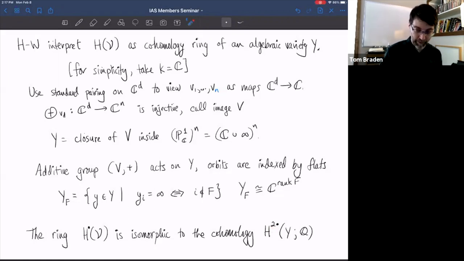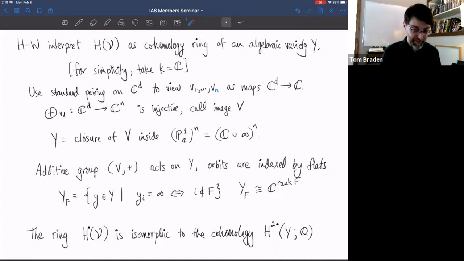But I'm going to ignore that. It's doubled because the cells, the strata Y sub F, are complex space of some dimension. So as a real space, they're R to the twice the dimension, and so they're all even dimensional. And so you have a cell complex with even dimensional real cells.